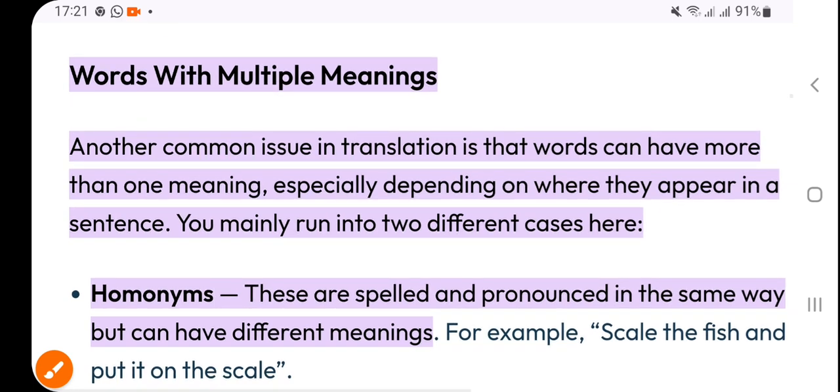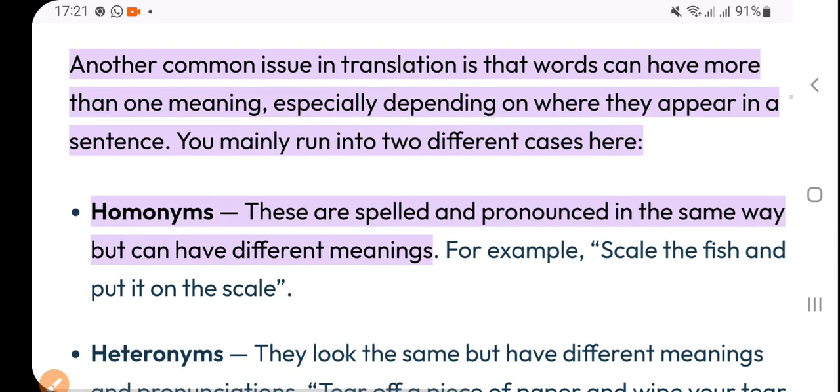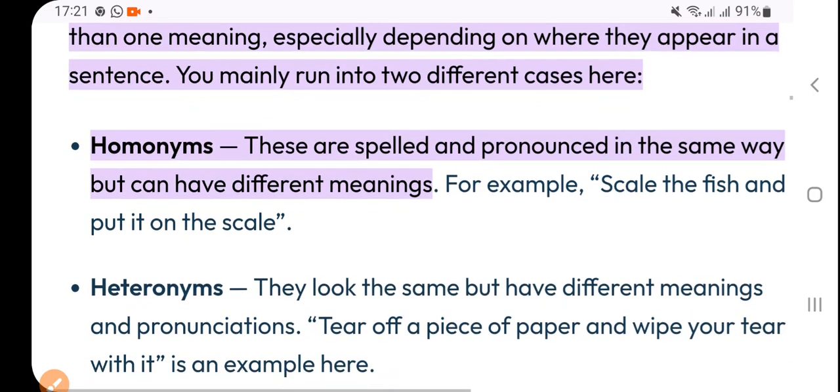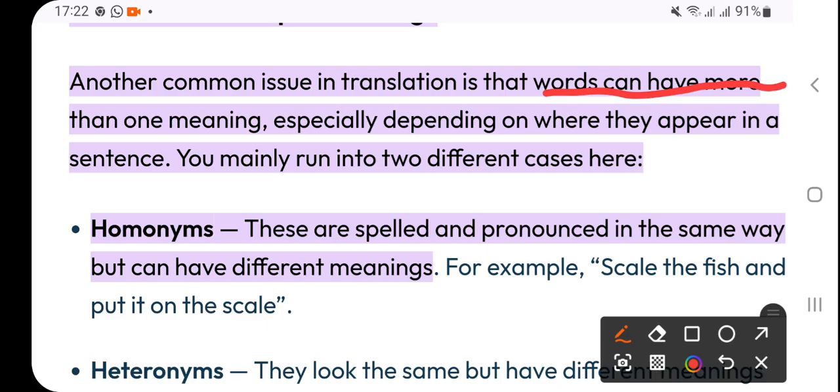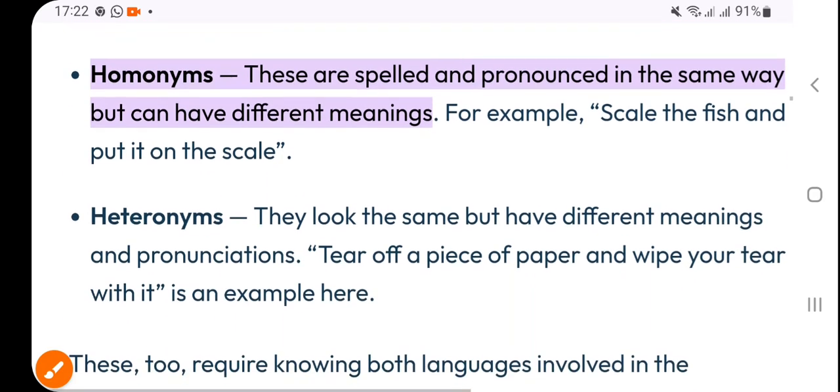Now, words with multiple meanings. Another common issue in translation is that words can have more than one meaning, especially depending on where they appear in a sentence. You mainly run into two different cases here. The next problem is that words can have more than one meaning, for example, homonyms and heteronyms.